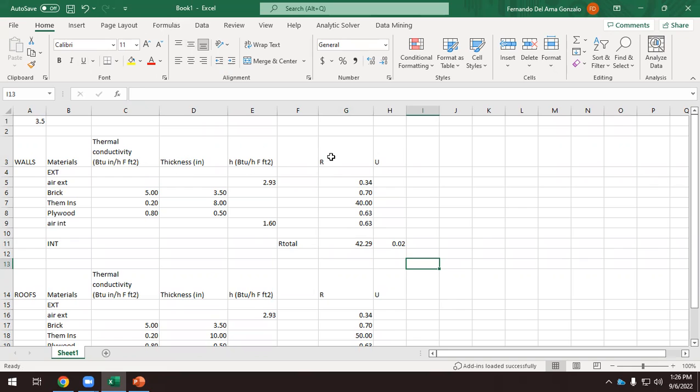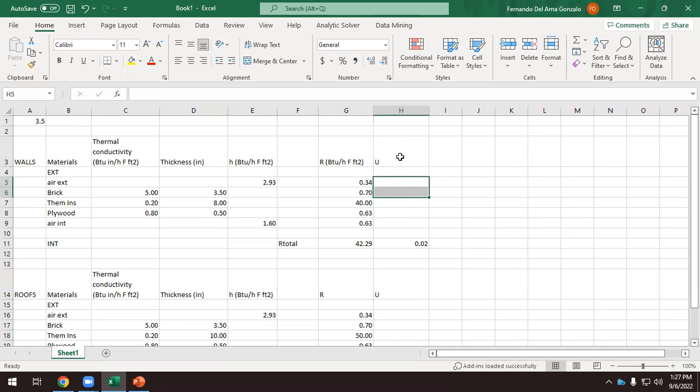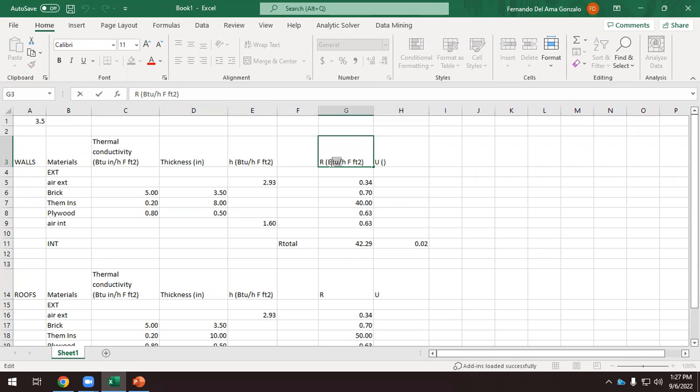Units. We don't have the units here. It's BTU, hour, Fahrenheit, feet square, and the units of the thermal transmittance is just the other way around. No, sorry, I made a mistake here. And here it's BTU divided by hour Fahrenheit square.